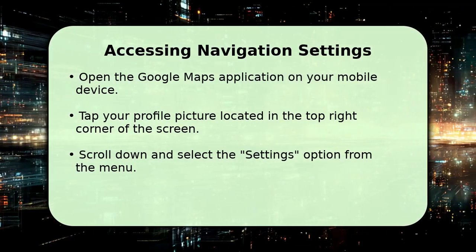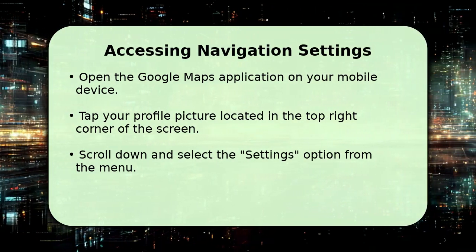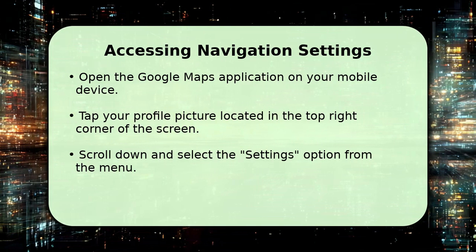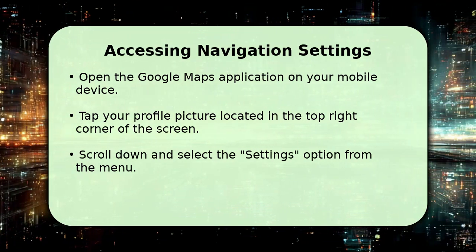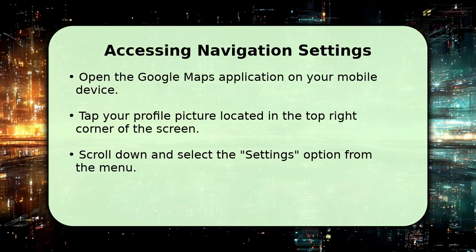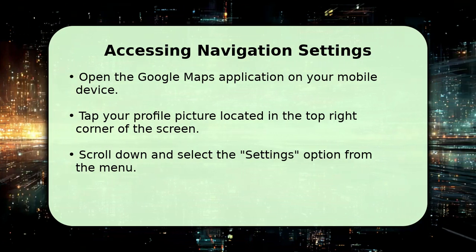To begin, launch the Google Maps application on your smartphone or tablet. Once the app is open, you will see your profile picture positioned in the upper right-hand corner of the display. Give that a tap, and a menu will expand downwards. From this list, scroll down just a bit, and then simply select the Settings option.